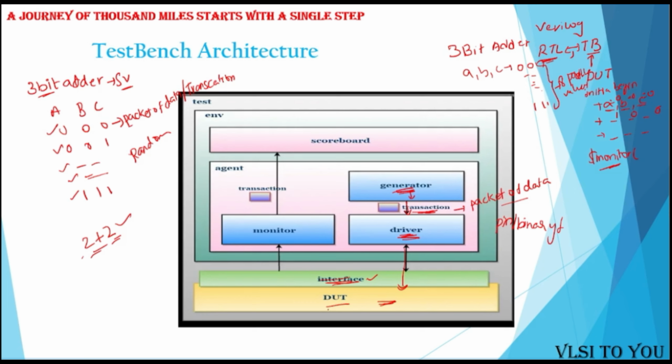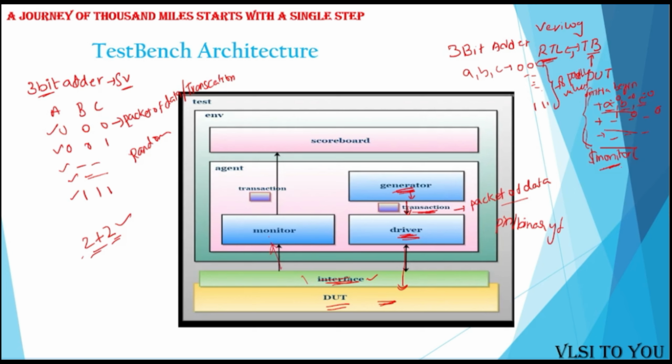Now within the DUT, what is happening? Just like you send inputs to the DUT manually, here instead of doing it manually, the generator gives it to the driver, and then the driver gives it to the DUT. The DUT will work on the values based on its logic, and then the DUT will send that information to the monitor, again through the interface only.